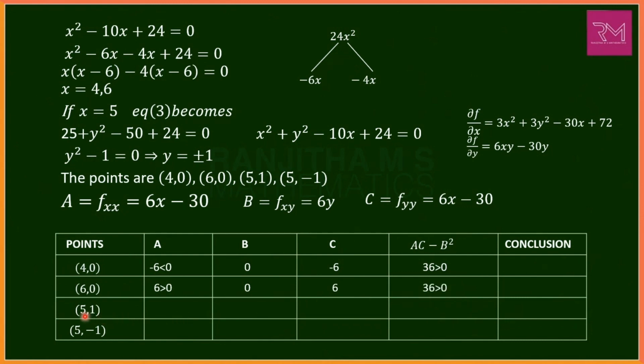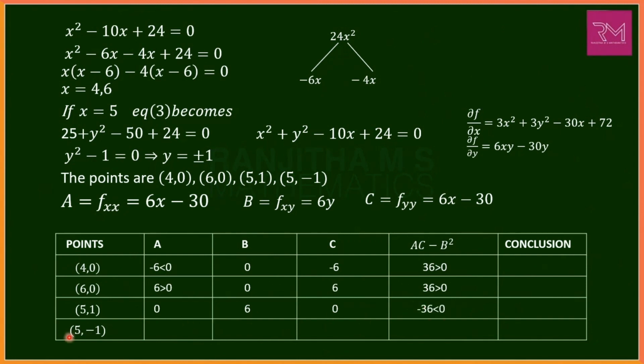In a similar way, substitute x as 5 and y as 1. We get 6 into 5 is 30, 30 minus 30 is 0. Similarly, B is 6y, hence 6 into 1 is 6. Similarly, C is 6 into x which is 5, 30 minus 30 is 0. Hence, we get AC minus B square as 0 into 0 is 0, minus B square which is 36. Hence, we get minus 36, that is less than 0.